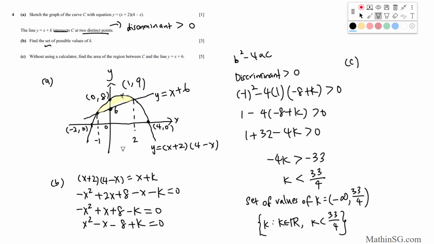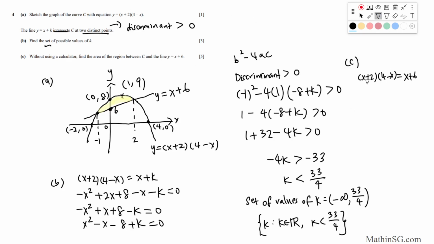But we already know from our GC that the points of intersection between this line and the curve are x = -1 and x = 2. So we have (x + 2)(4 - x) = x + 6. We want to find the points of intersection, so we need to equate this curve to this line.